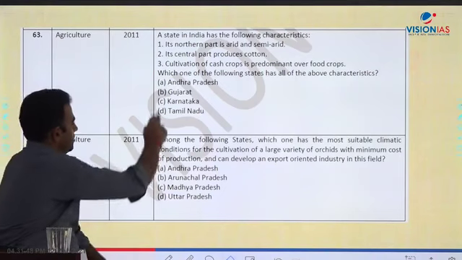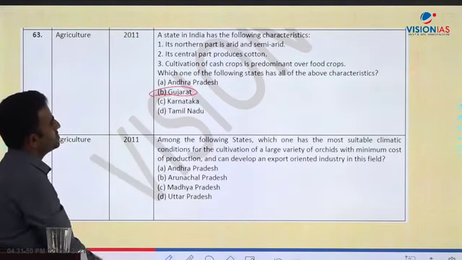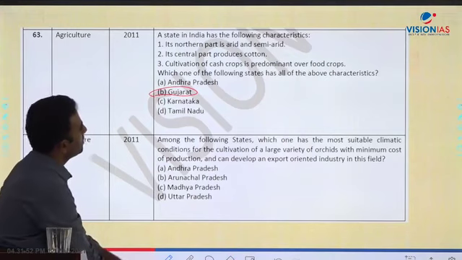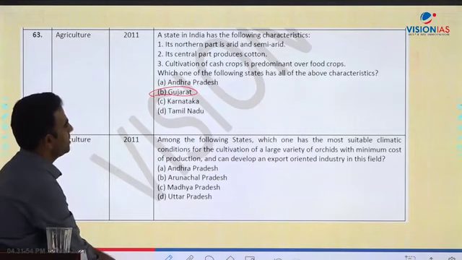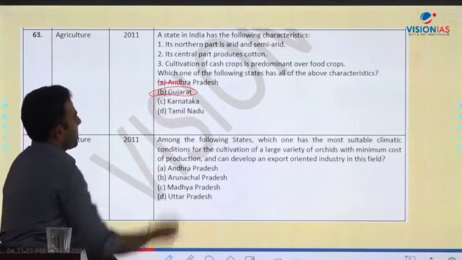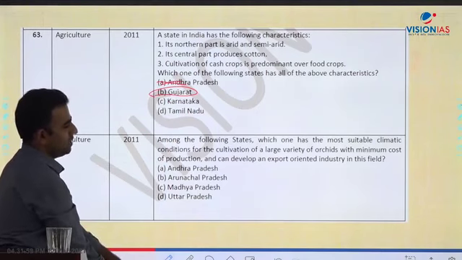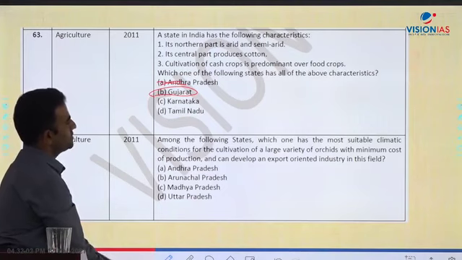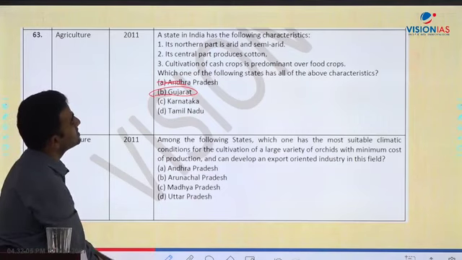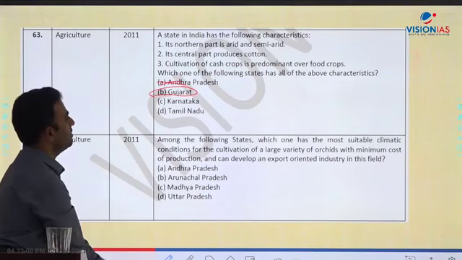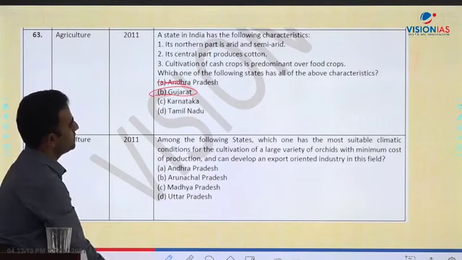The answer is Gujarat. Most of you are right. So why not Andhra Pradesh? The northern part of Andhra Pradesh is arid and semi-arid, so that won't be it. Karnataka's northern part is a bit arid and semi-arid because of the rain shadow effect. Its central part produces cotton. This is wrong because cotton is in the northern part, not in the central part. In the northern part there is black soil, that is where cotton is grown.